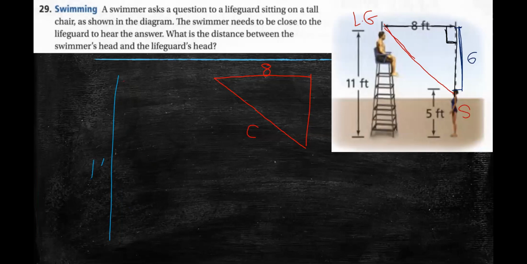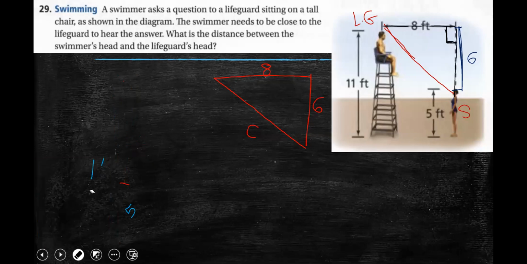They told me that the length is 11. The length from the ground to the head here is 5. And I need to find from here to here. How? 11 minus 5 equals 6. Exactly. Is it clear from where I bring the 6? Yes. Okay.